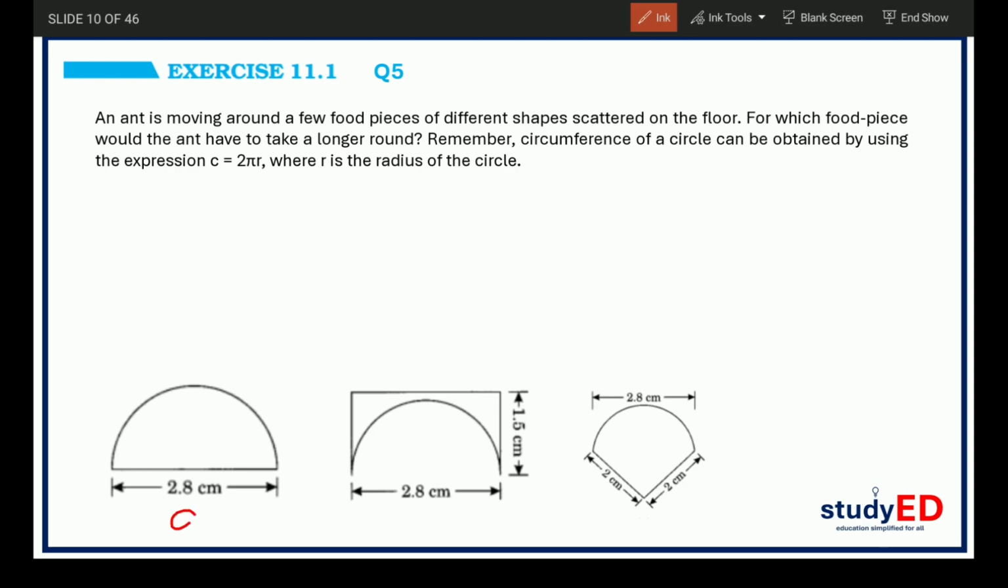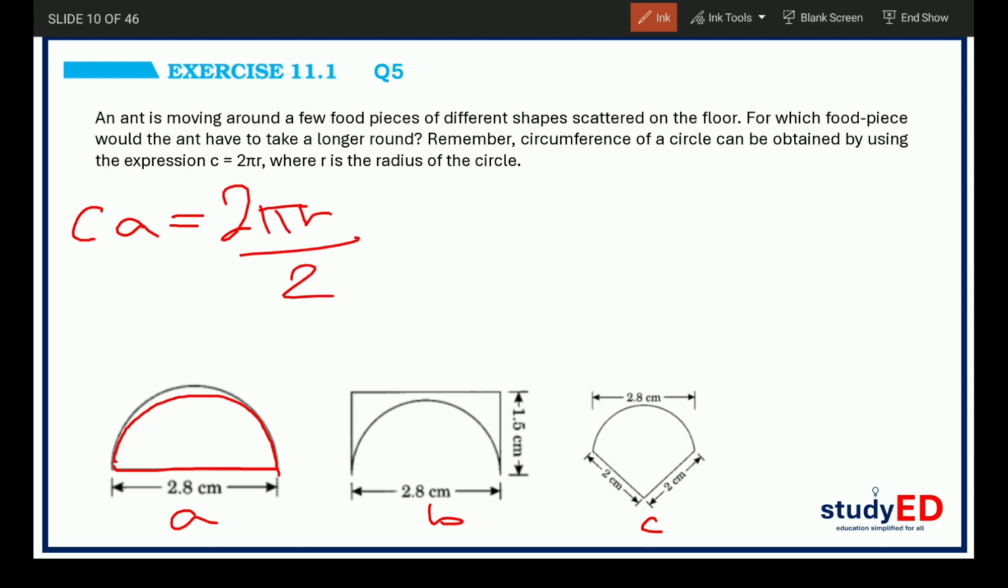Okay, let's name this as shape A, shape B, and shape C. Let's start off with the circumference of shape A first. Now, we know the circumference of a circle is 2 pi r. And here, we not only have to calculate the circumference of the semicircle, but also another length. So, let's denote this as a formula. Circumference of A is going to be 2 pi r by 2, because the entire circumference by 2. This is not a full circle, it's a semicircle, plus the diameter, here d.